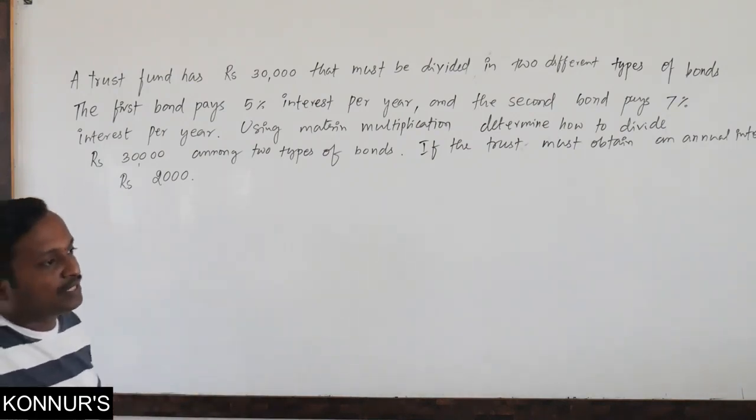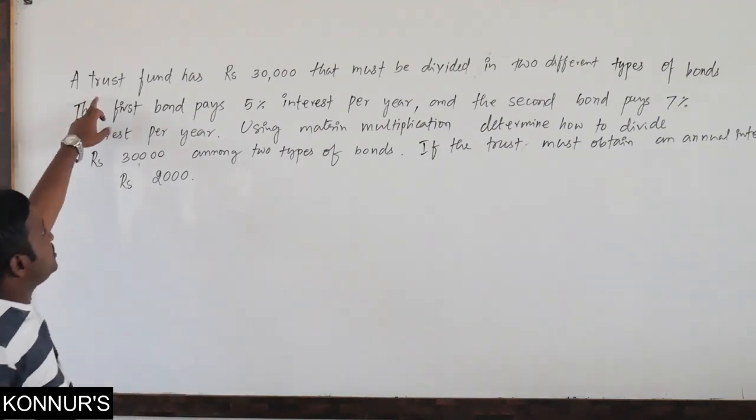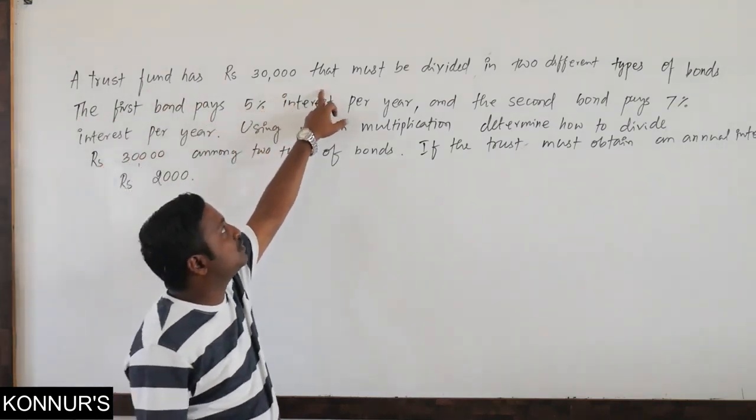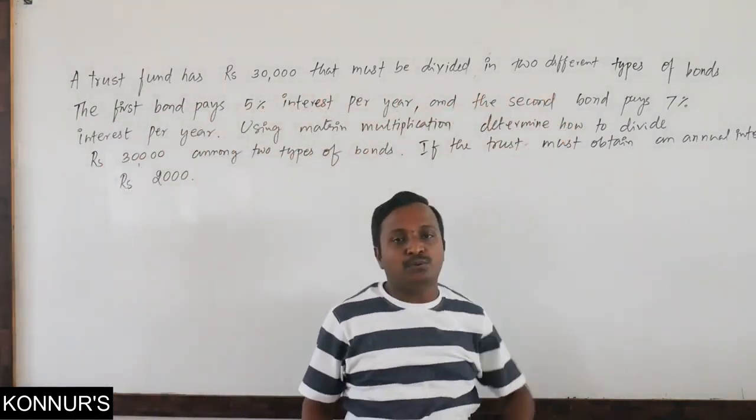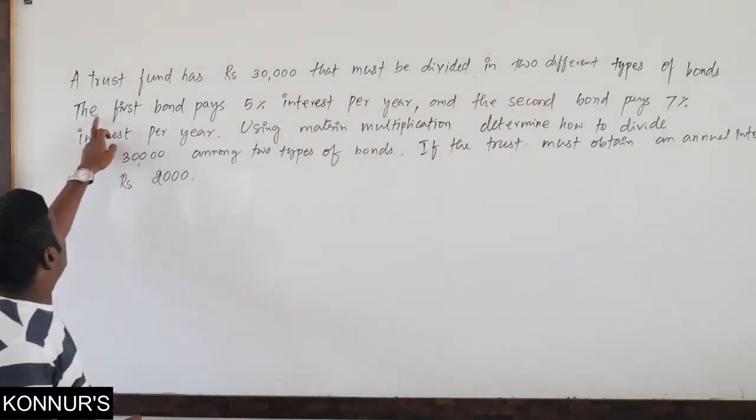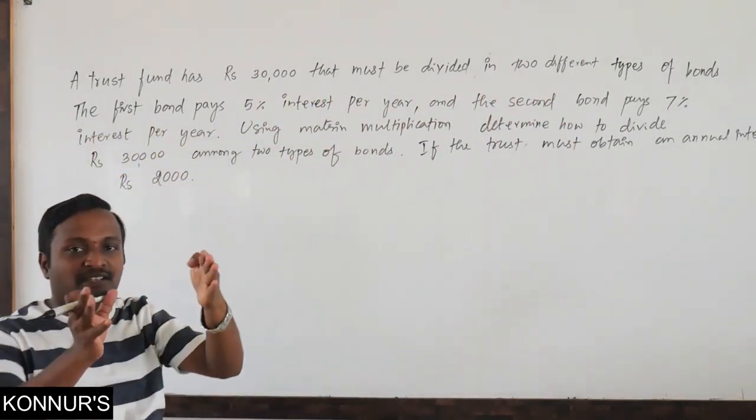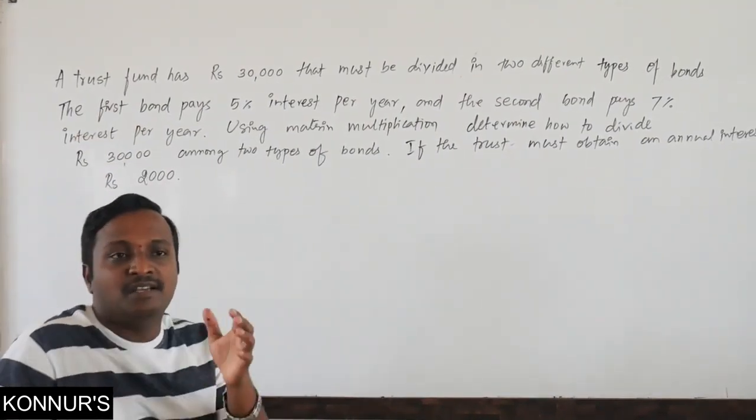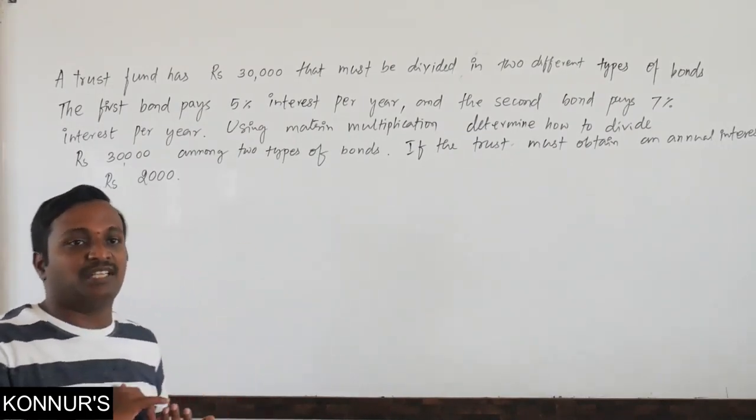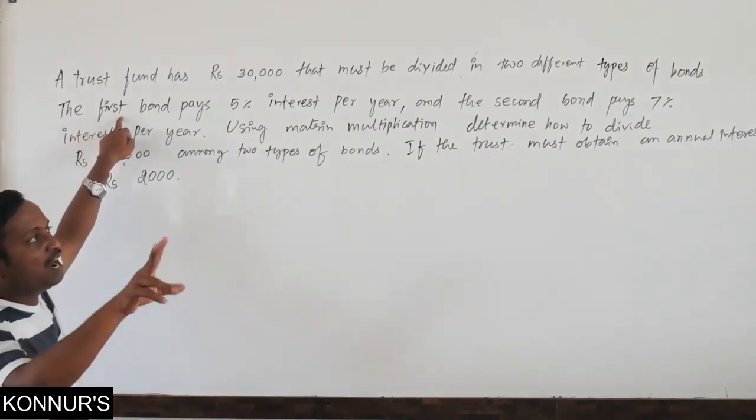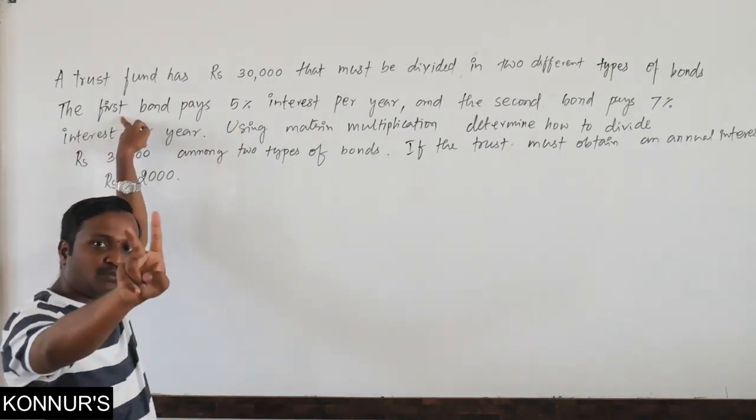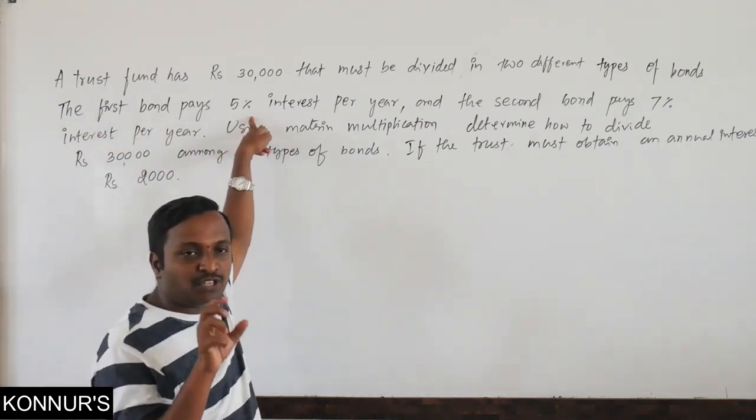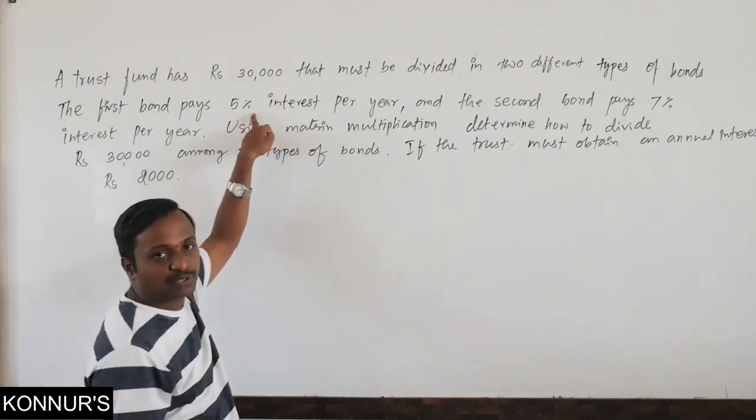A trust fund has rupees 30,000 that must be divided into two different types of bonds. The trust has 30,000 rupees in hand and has to make two bonds. The first bond pays 5% interest per year.